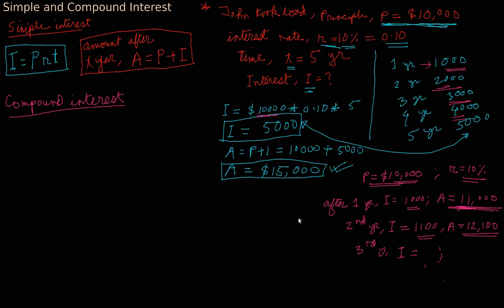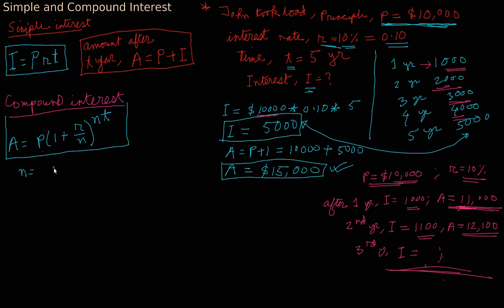So let me write down. If I put all this calculation in a formula, the formula will be A equals P(1 plus R over N) power NT. Okay, so this is the formula for compound interest. Now in this case we know what is P, we know what is R, we know what is T. The only thing is what is N. So the definition of N is the number of times interest is compounded.